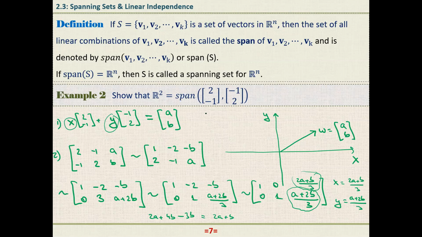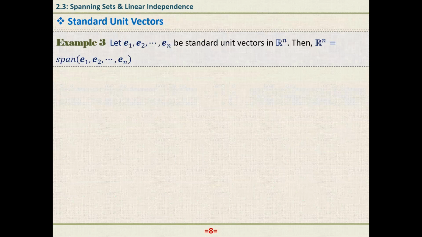That means that the span of these two vectors, 2 and -1 and -1 and 2, is equal to R2. It means that all the linear combinations of these two vectors fill this two-dimensional space. Okay, so this is what it means. So if we say that the span of S equals Rn, then S is called the spanning set for Rn. All right. Let E1, E2, ..., En be standard unit vectors in Rn. Then they serve as a spanning set for Rn.